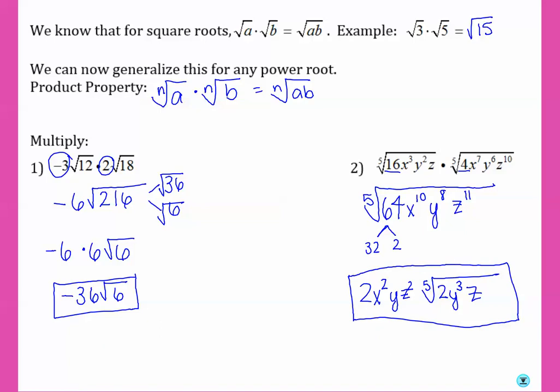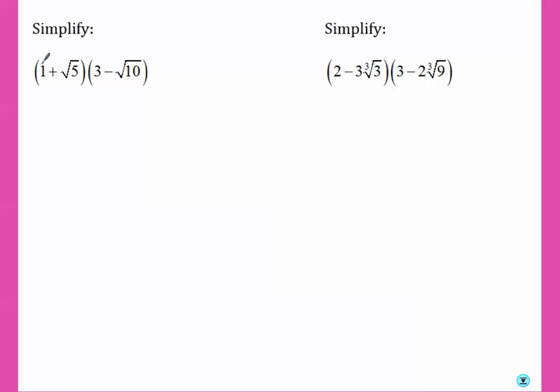We also can have multiplication problems where we have an integer and a radical. So let's practice multiplying those together. We're going to double distribute or FOIL this out. 1 times 3 is 3. 1 times negative square root of 10 would be negative square root of 10. Square root of 5 times 3 would be plus 3 square roots of 5.